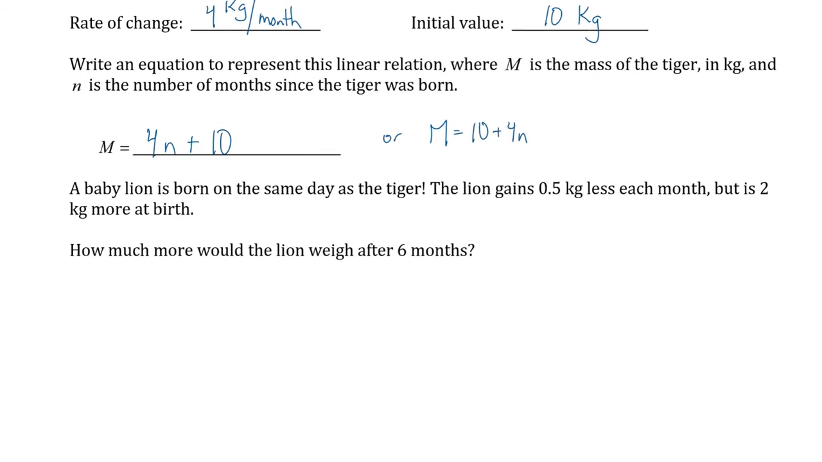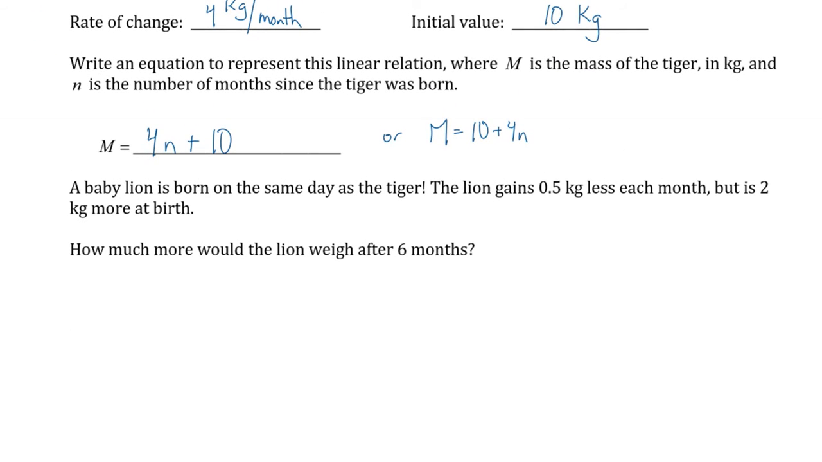A baby lion is born on the same day as a tiger. The lion gains 0.5 kilograms less each month, but is 2 kilograms more at birth. How much more would the lion weigh after 6 months? Whoa, there's a lot of parts to this. And if you just read those two, you might say, oh my gosh, I don't even know what it's talking about. I don't know what it's asking. How am I supposed to do this? I can't answer this. Well, hold on.